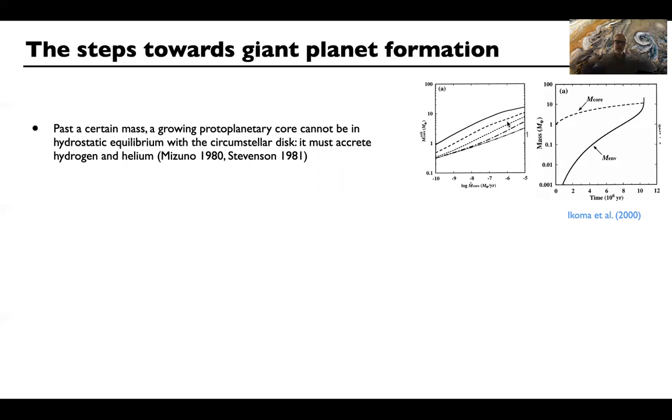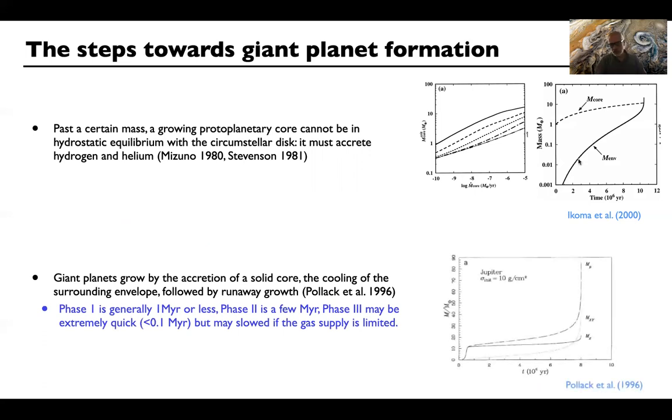So it means that as soon as your core passes this threshold, you will begin accumulating hydrogen and helium much more quickly. And then the envelope can grow onto the core, but, and this is an important point, this takes time because the envelope needs to cool before it can really contract and lead to the formation of the final giant planet.